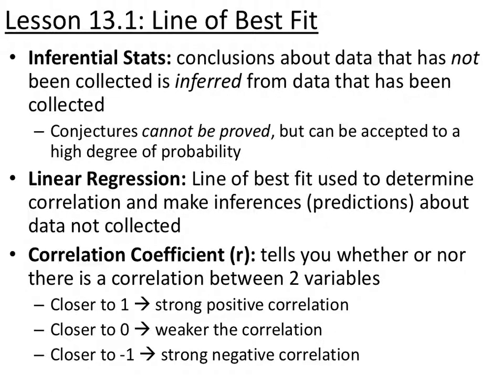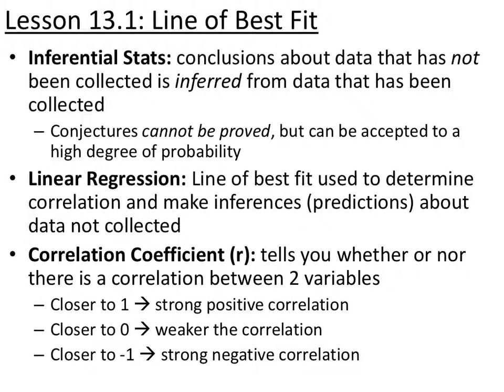So one way that we do this is with lines of best fit or linear regression. So we take our data points and we fit a linear equation to them to be able to make inferences or predictions. The way that we know how good our inferences are is by our correlation coefficient, which we represent with the letter R. It tells you how correlated two variables are.